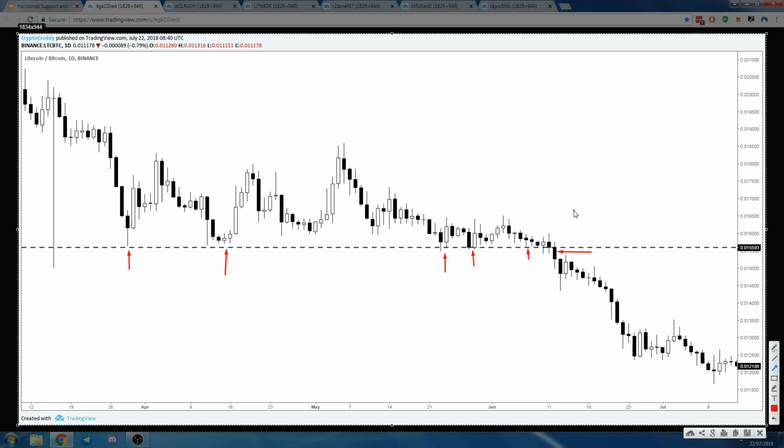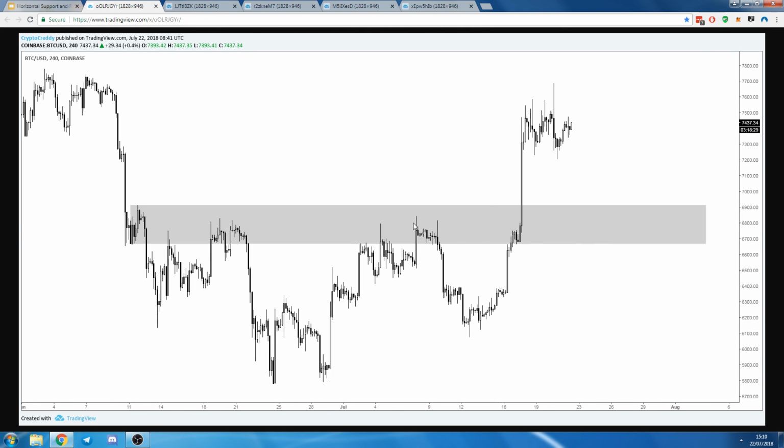Okay, so almost the easiest way to think about it is kind of supply demand type of mechanics, that if it's being tested from the same direction, eventually the buyers who are holding this level up are going to tire out until they're overwhelmed. Okay, and of course the opposite is true as well.